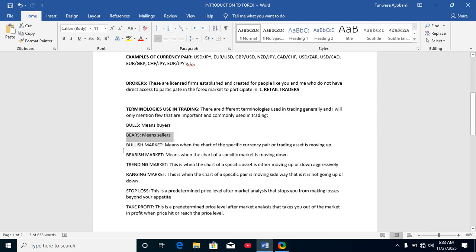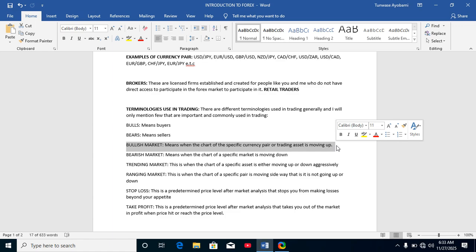Now we have the bullish market. What does bullish market mean? A bullish market simply means that for a certain currency pair, or a specific currency pair, the overall movement of that pair is going up. So when the market is going up, it means that it is bullish. It's just like the word bulls.